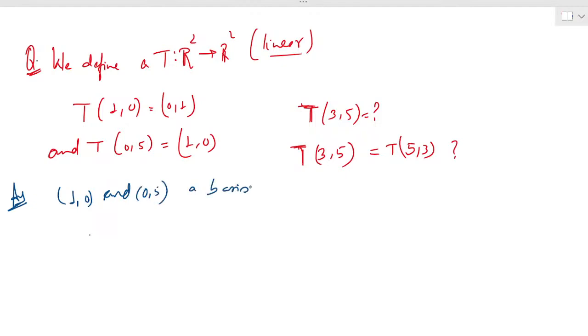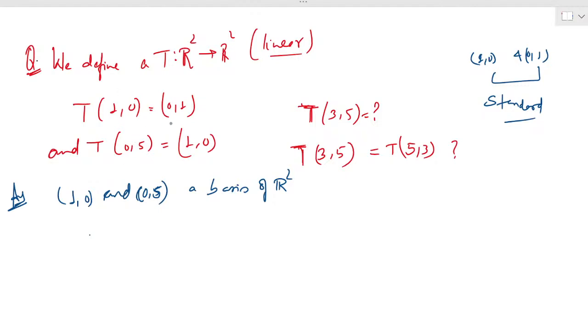I'm not saying that they are the standard basis. I'm saying they're a basis of R square, right? I told you now that (1, 0) and (0, 1) are called the standard basis. But in general, from this problem, you can say that you're able to express the coordinates in terms of the images of (1, 0) and (0, 5).